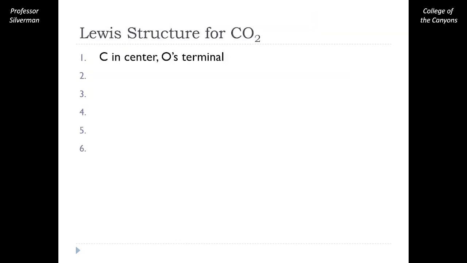Our example is carbon dioxide. Carbon is always going to be in the center, which means our oxygens get to be terminal on the outside. Step 2, we can figure out how many valence electrons we have. Using the periodic table, carbon comes with 4 valence electrons, oxygen comes with 6 valence electrons, and our second oxygen also comes with 6 valence electrons.